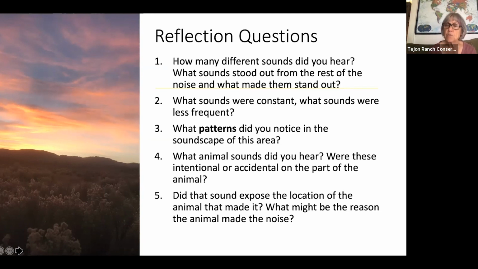And what might be a reason that an animal would make the noise? So if a bird is rustling through leaves, it's looking for food. That was the reason that it made the noise, not because it was trying to gather attention.